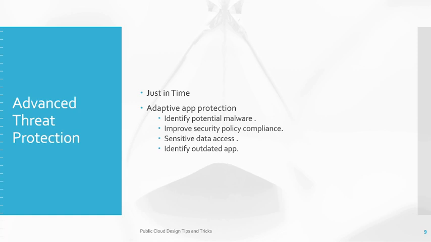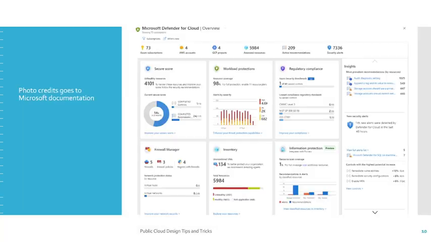The way I have explained, you can control which ports and which IPs can be restricted or enabled, and who can access your applications or your servers. So with JIT, the Defender will enable these capabilities, and it also has adaptive app protection to identify potential malware, improve security policy compliance, detect sensitive data access, and identify outdated applications. These can all be categorized under the Azure Defender service.